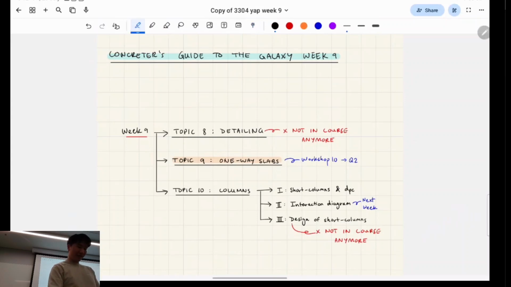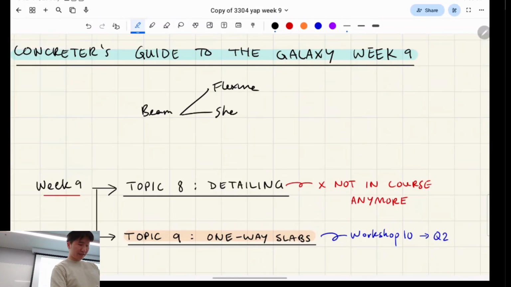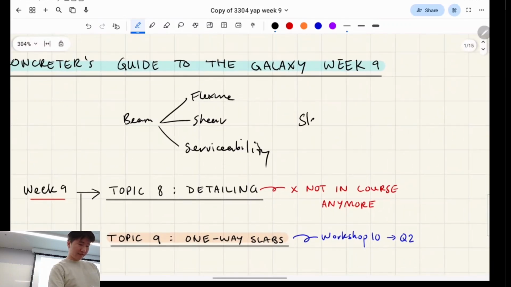Maybe I'll quickly outline some differences between them. So when you're doing beam design, right? First you do flexural, then you do shear, and then serviceability, right? For slab design, and shear, you're going to do the concrete strength. I might write it like this. The concrete strength and the fitment strength, right?